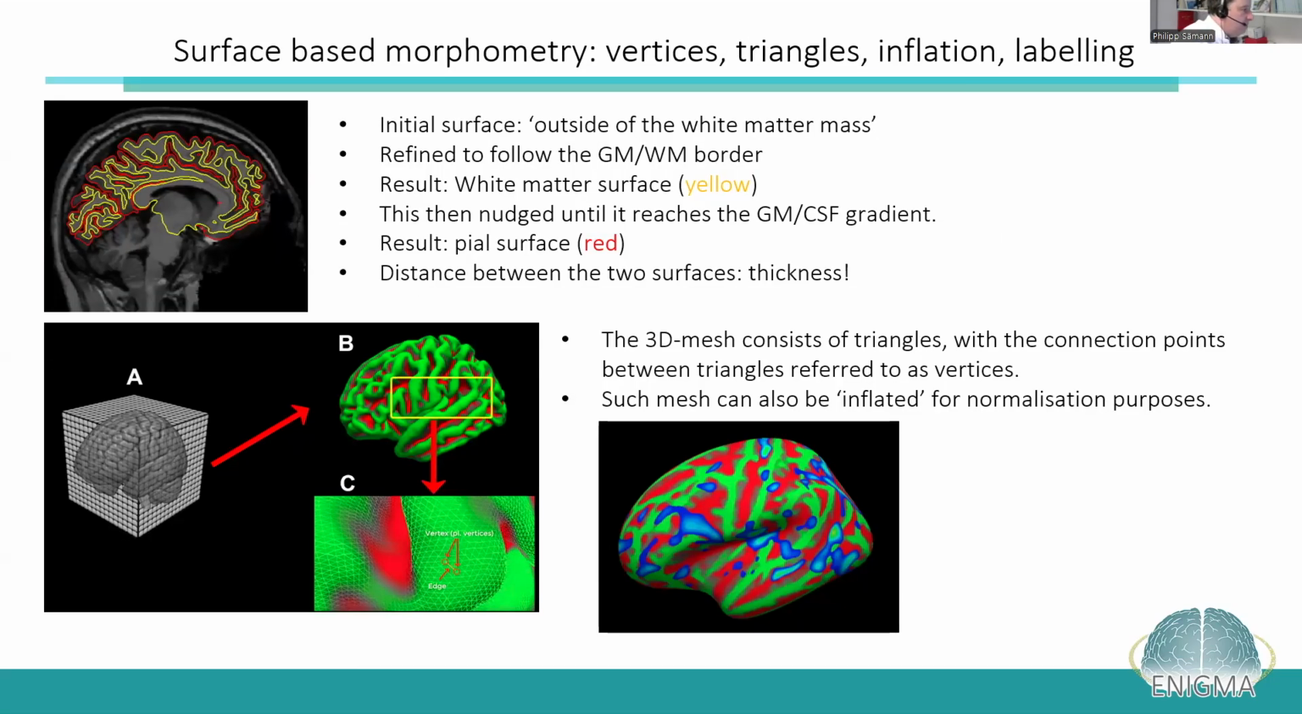Here is a specific example of a FreeSurfer segmentation. In yellow, you can see this white matter surface, and in red, you can see the pial surface. Geometrically, these surfaces are organized in little triangles, the corners being referred to as vertices of these triangles, and between these vertices, you have the edges.